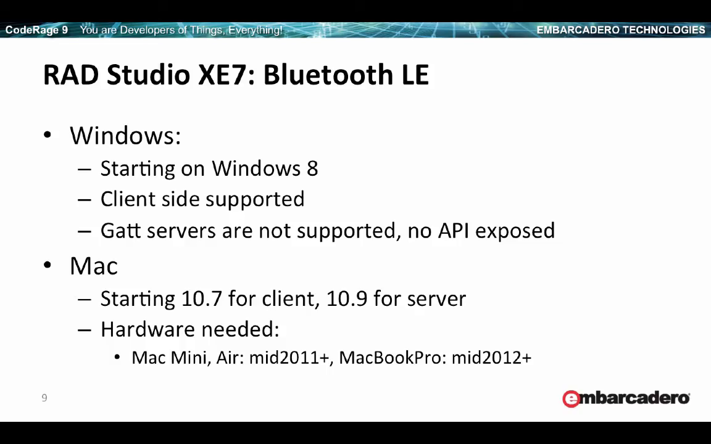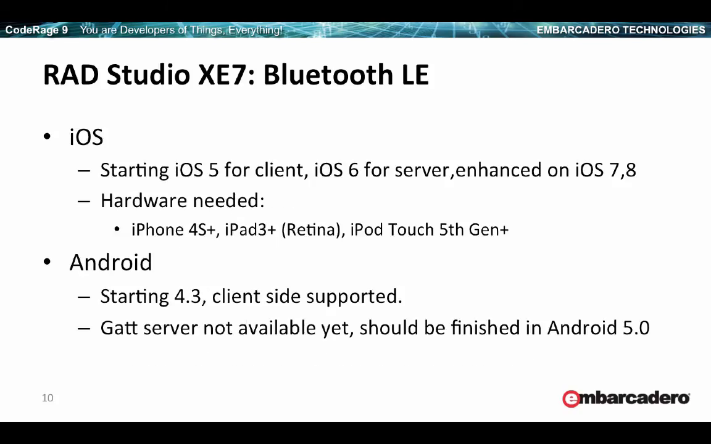For Mac, we need at least Lion for the client, and if we want to build GATT servers, we need at least Mavericks. And this is important: not all Mac hardware is supported. Not all Mac hardware supports Bluetooth Low Energy, only the recent models. For iOS, we need at least iOS 5 for the client and iOS 6 if we want to build GATT servers.